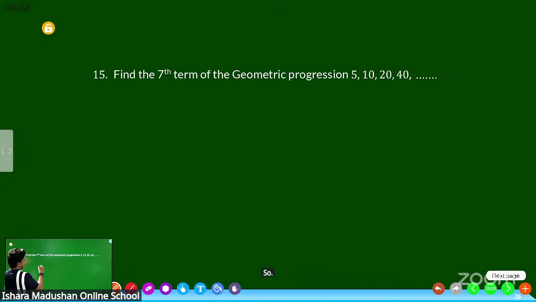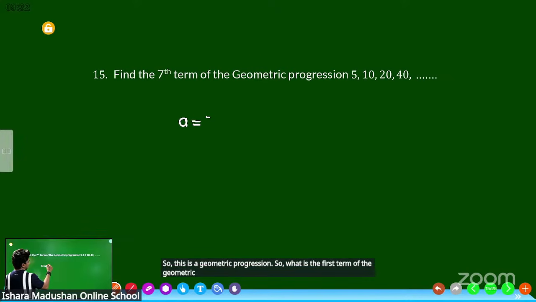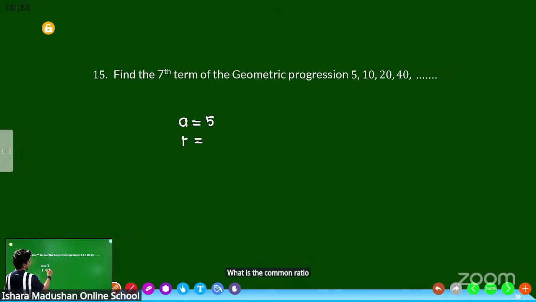So this is a geometric progression. What is the first term of the geometric progression? It is 5. What is the common ratio? I can find the common ratio: take any term except the first term and divide it by the previous term. So the common ratio is 2.